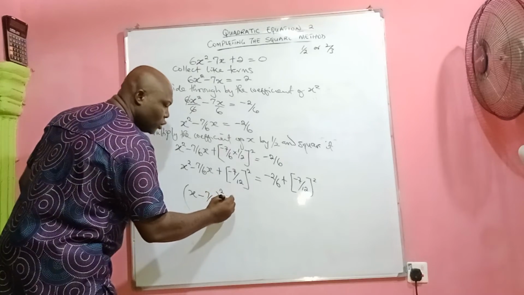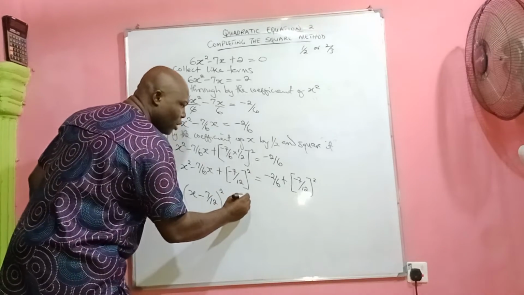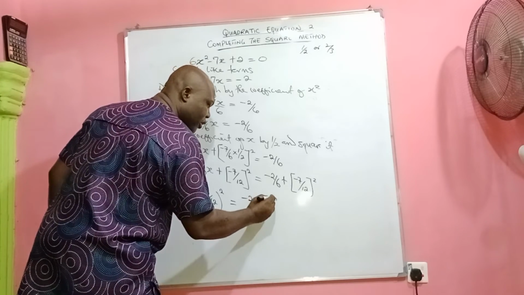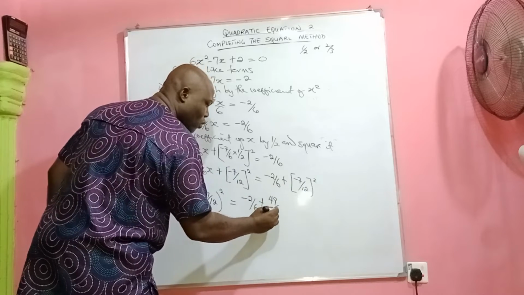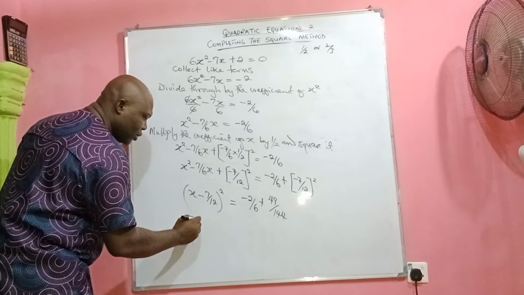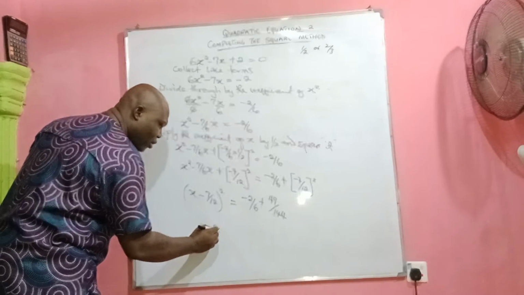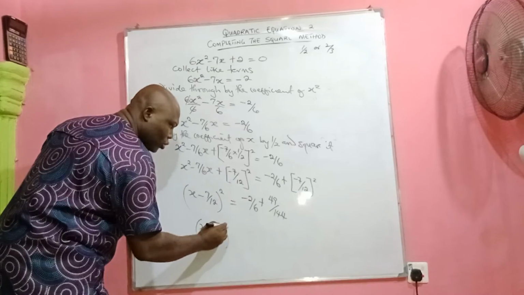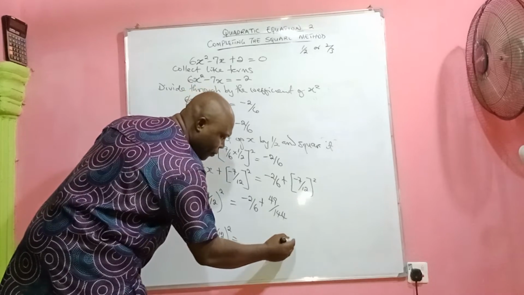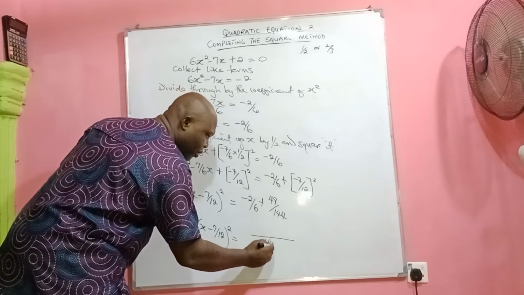That's what it means. So this will be equal to minus 2 all over 6 plus minus 7 squared, which will be positive 49, all over 12 squared, which is 144. Alright, so at this point we are going to have x minus 7 all over 12, all squared, equal to, we take our LCM. Our LCM will be 144.